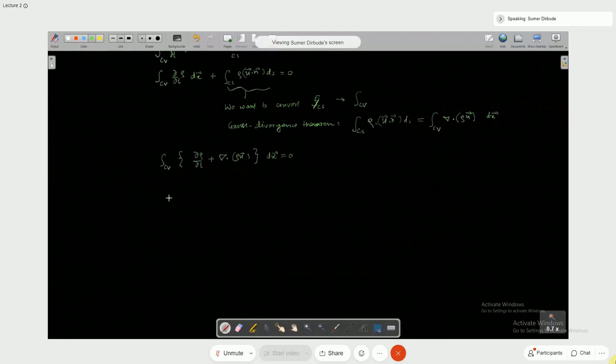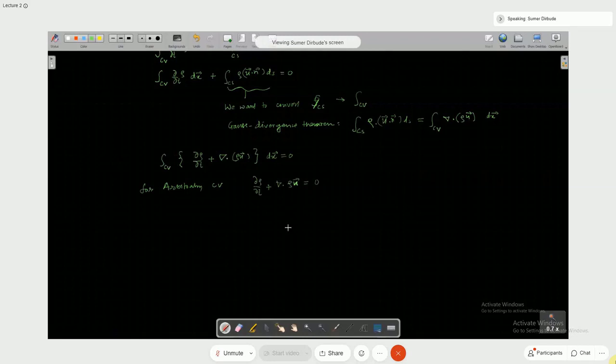This is an arbitrary control volume, CV. So for any arbitrary control volume, the integrand inside the integration will be equal to 0. That is the meaning. For any control volume, the thing inside should be 0. This you can also observe from the equation, but for an arbitrary control volume, del rho del t plus del dot rho u should be equal to 0.